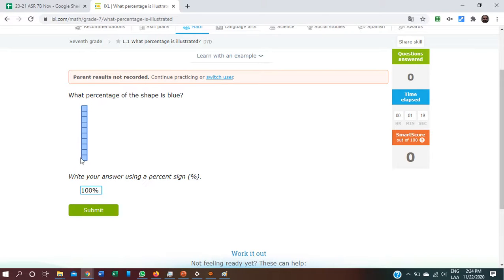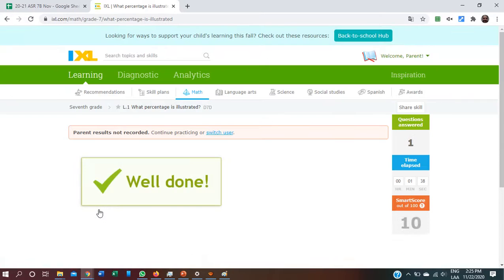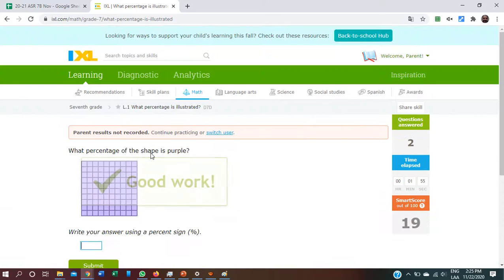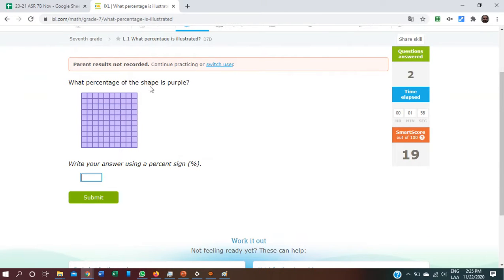If one of these squares were a different color, it wouldn't be 100%. It would be different, but because all of the squares are blue, 100% of the squares are blue. So what percent of the shape is purple? Half of it. So half of it represents 50%. Okay, submit. What percent of the shape is purple? All of it, which is 100%.